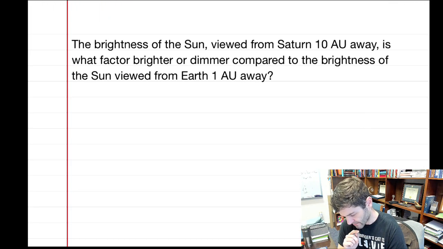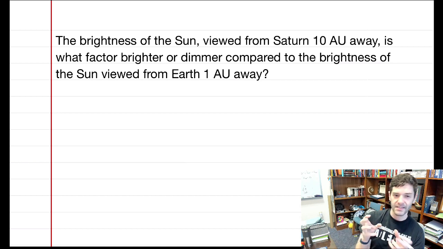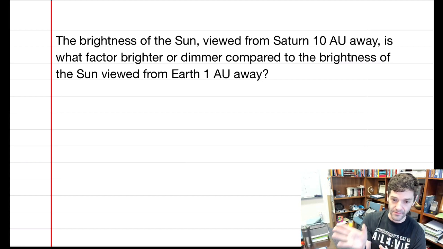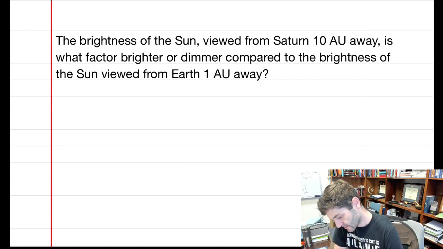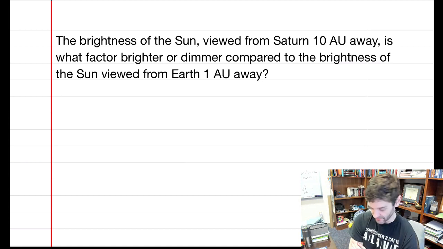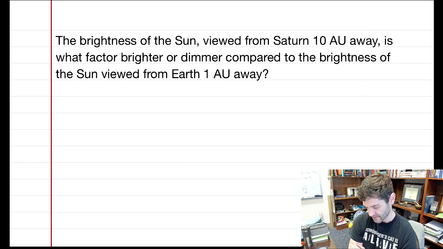Let's try this one. This was a Menti question. People had qualitatively the right idea. Everyone correctly stated that as viewed from Saturn, the brightness of the sun is smaller than the brightness from Earth. But people were a little confused on whether it's a factor of 10 or a factor of 100. So again, the problem will tell you what formula is relevant. The brightness of the sun when viewed from Saturn 10 AU away is what factor brighter or dimmer compared to the brightness of the sun viewed from Earth 1 AU away.